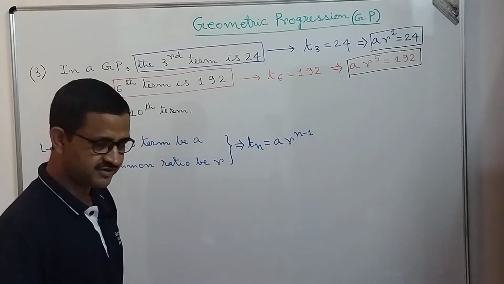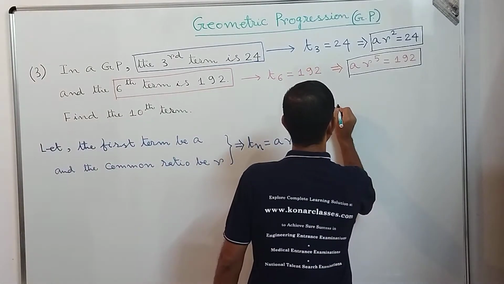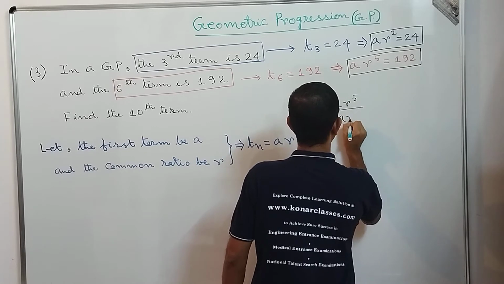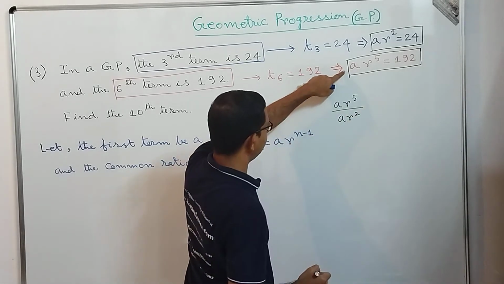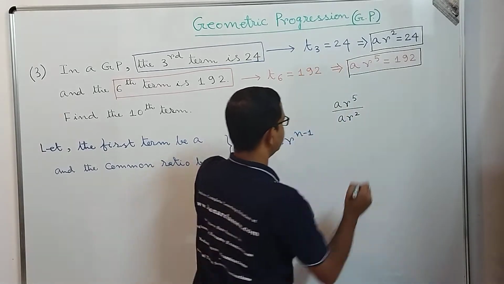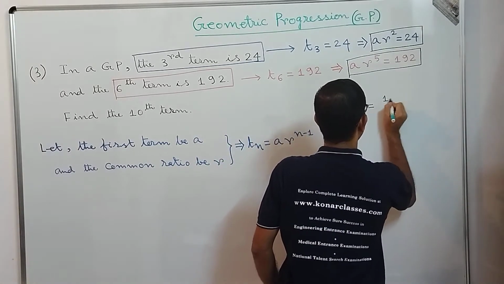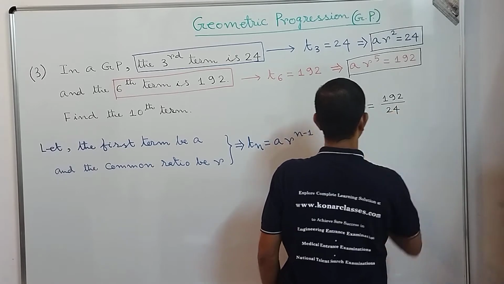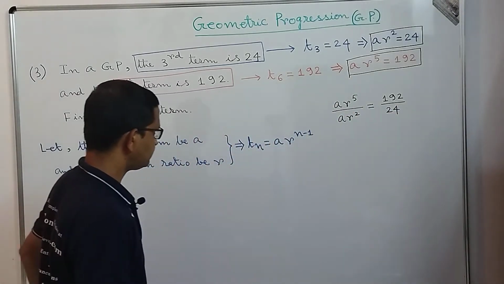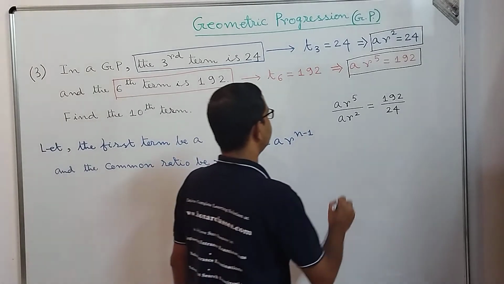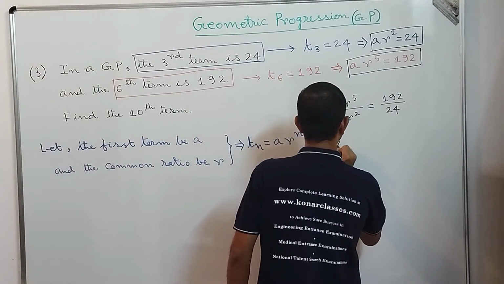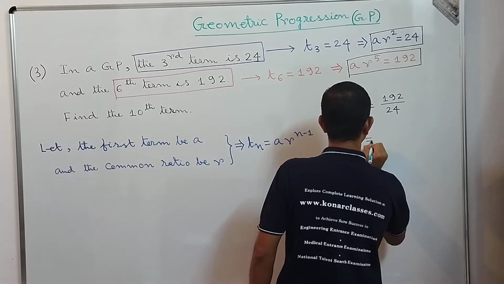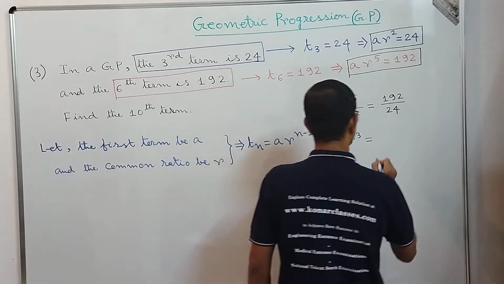So what we should do first, dear students, is let's make A R to the power 5 by A R square. That means A R to the power 5 by A R square should be equal to what? 192 divided by 24. Correct? So from here what we get? A is not equal to 0. So we can write R cube is equal to 8.